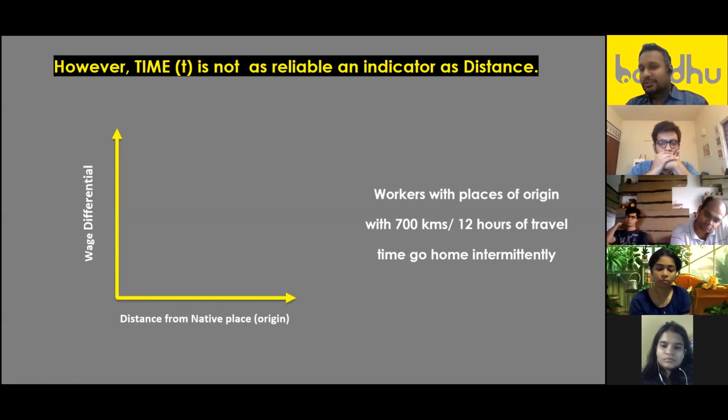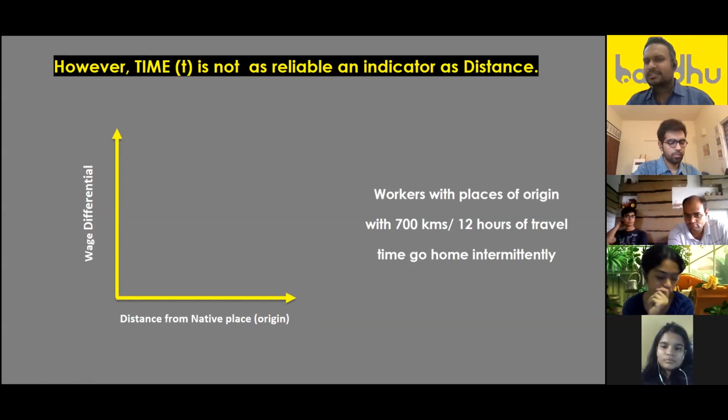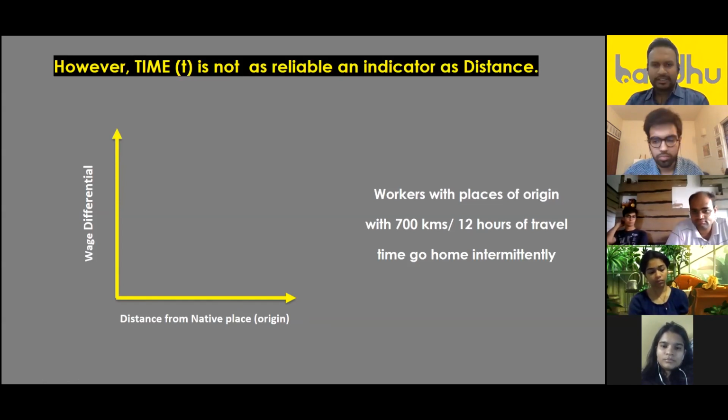And why do I say that? Because most people use railways or subsidized state transport buses to migrate. Effectively, railway is highly subsidized, so the price doesn't change dramatically depending on how far you're coming from. It's a fairly linear progression.